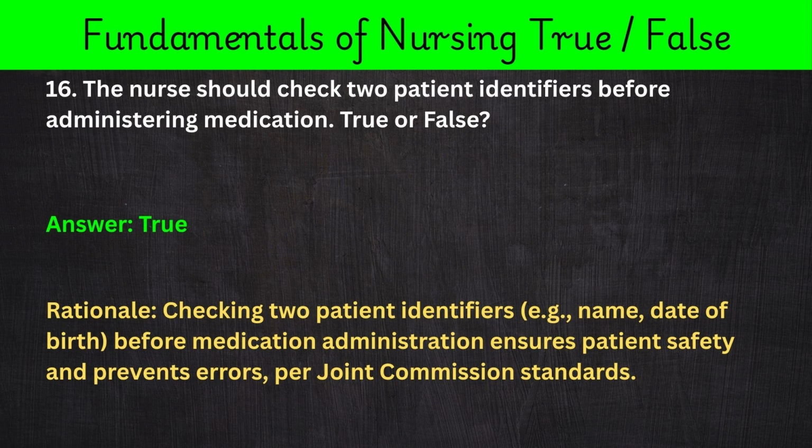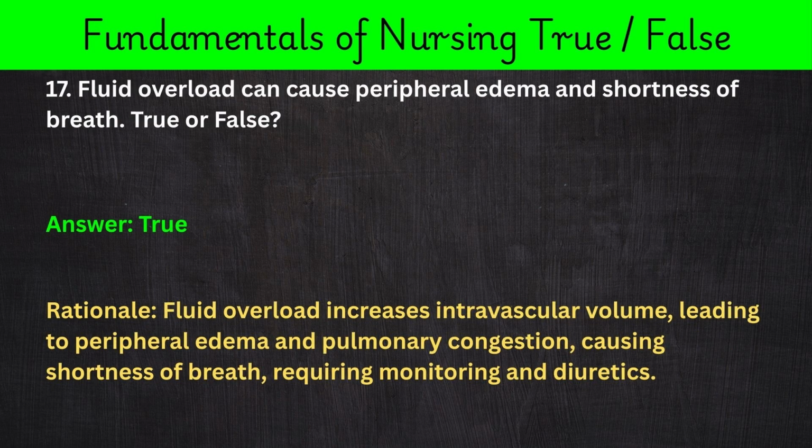16. The nurse should check 2 patient identifiers before administering medication. True or false? Answer: true. Rationale: checking 2 patient identifiers, e.g., name, date of birth, before medication administration ensures patient safety and prevents errors, per Joint Commission standards.